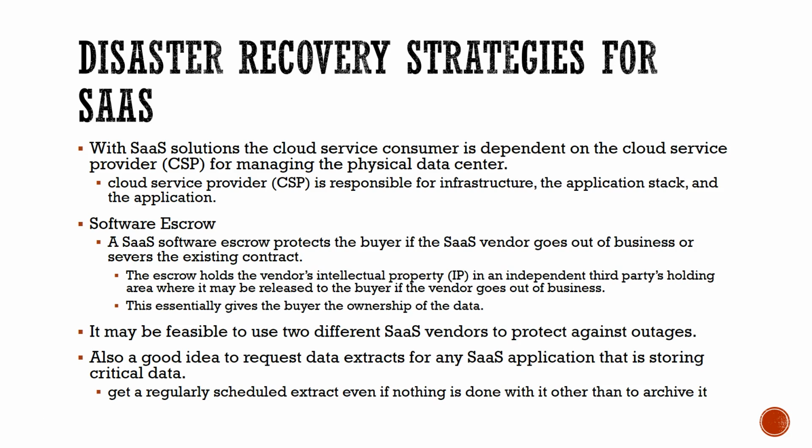In some cases, it's recommended to use two different software as a service vendors. One goes down, the other one is still functioning. Also, it's a good idea to get data extracts from the vendor and keep those extracts. Even if you don't need them, you can archive them. You keep them for emergency purposes. It's kind of like insurance. If you know you have the data extracted in a safe place, no matter what happens with the vendor, you are protected. It's kind of like having a backup. Basically, it is a sort of backup.